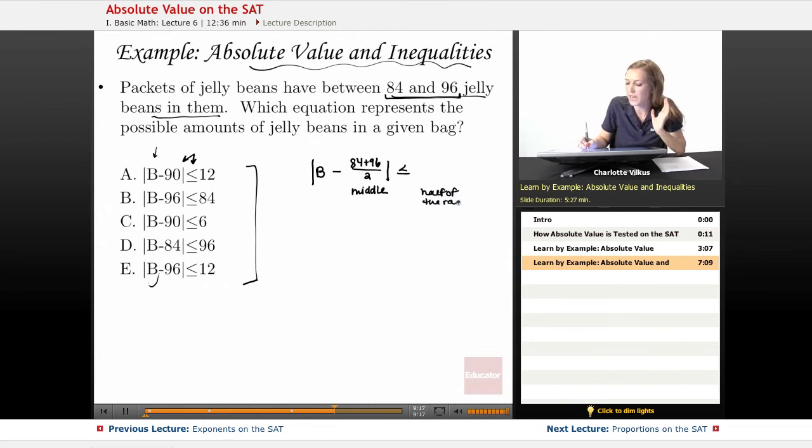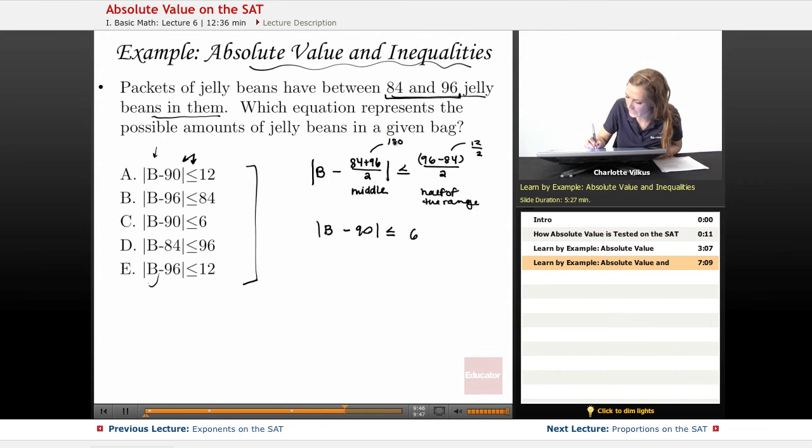And remember that the range is the difference between the smallest and the greatest number in our set. So here we're going to take 96, subtract 84 from it, and then do half of that range. In this case, we're going to get b minus 90, the absolute value of that, is going to be less than or equal to 6, because we basically have 12 over 2 here. And here we're going to end up with 180 over 2. So this is our equation.